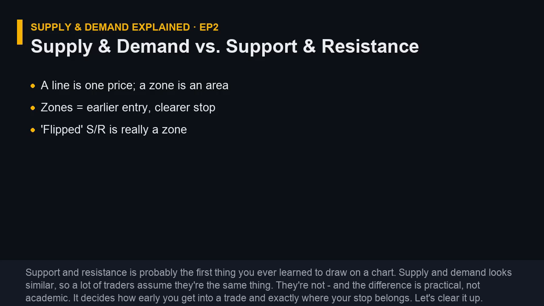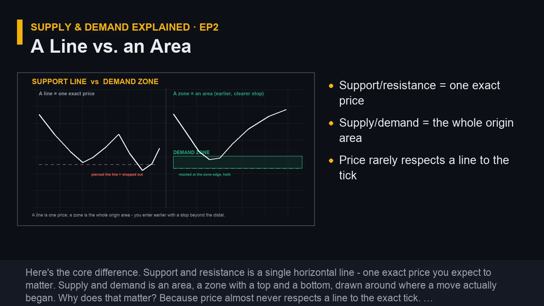Support and resistance is probably the first thing you ever learn to draw on a chart. Supply and demand look similar, so a lot of traders assume they're the same thing. They're not, and the difference is practical, not academic. It decides how early you get into a trade and exactly where your stop belongs. Let's clear it up. Here's the core difference.